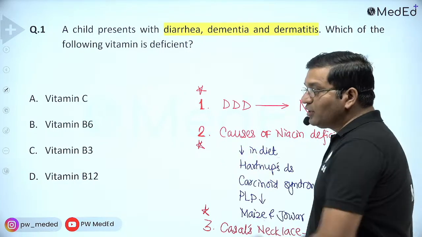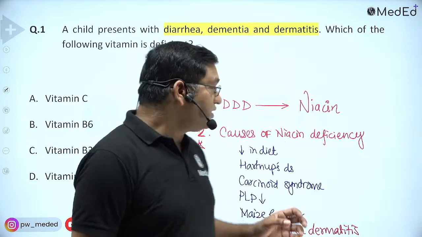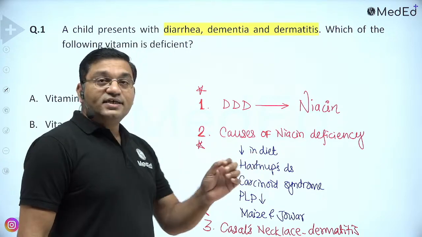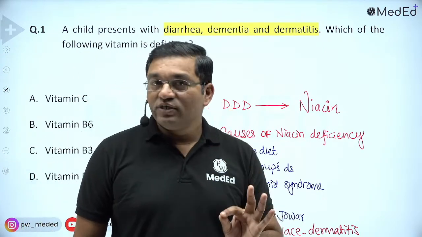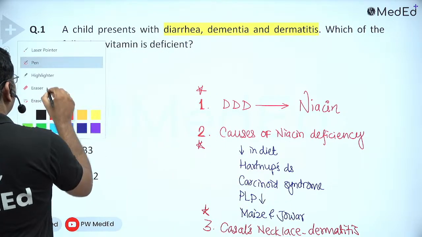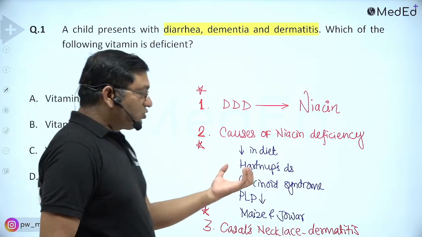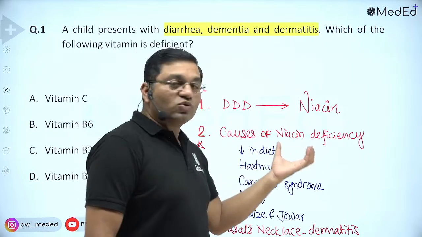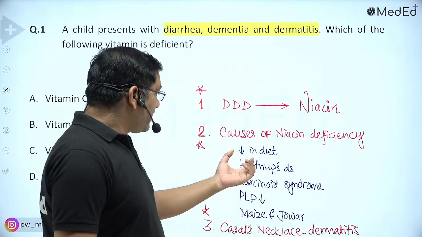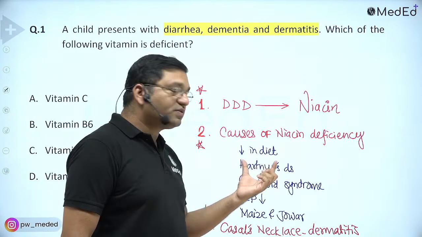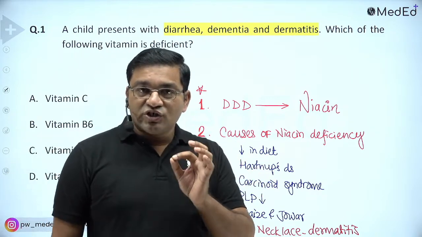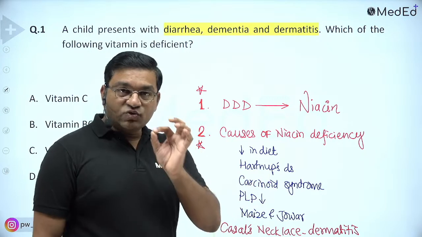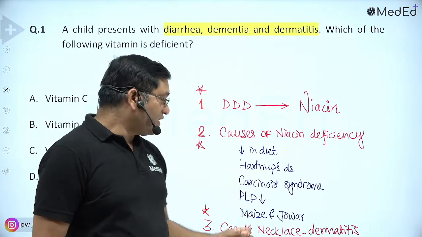Now, the second important point is what are the causes, meaning how this topic is interlinked with another topic. It is linked with tryptophan metabolism. So the factors or diseases which affect tryptophan metabolism also cause niacin deficiency. It can be due to deficiency in the diet. Hartnup's disease means defective absorption of tryptophan and other neutral amino acids.